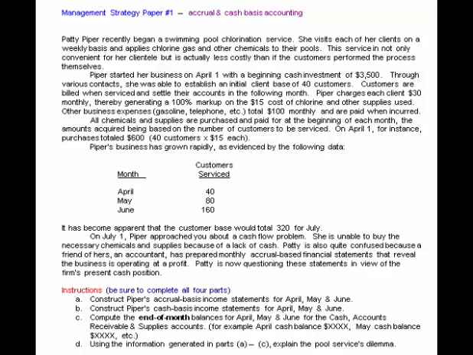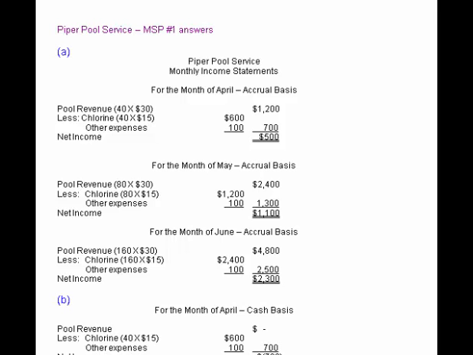All right, now the instructions at the bottom say construct the company's accrual-based income statement, then prepare the cash basis income statement, and then we need to compute the end of month balances at the end of April, May, and June, and using the information, explain the dilemma. All right, now let me switch to another screen and we'll start showing what those solutions should look like. Okay, now on the screen you see the answer to Part A and a little bit to Part B.